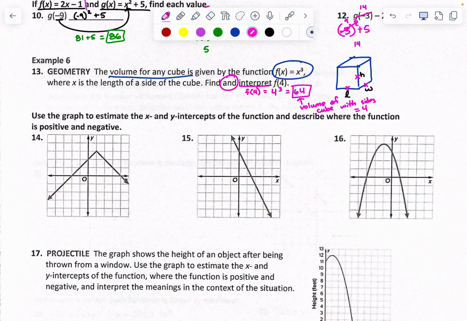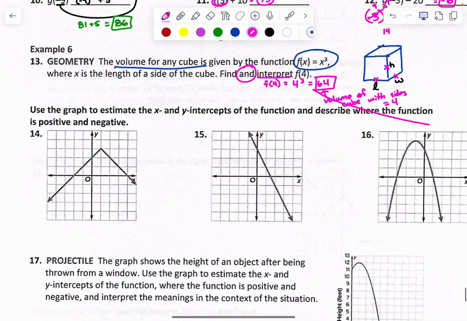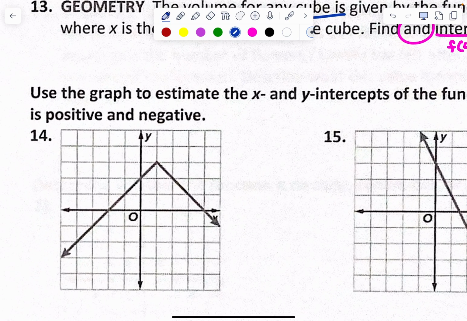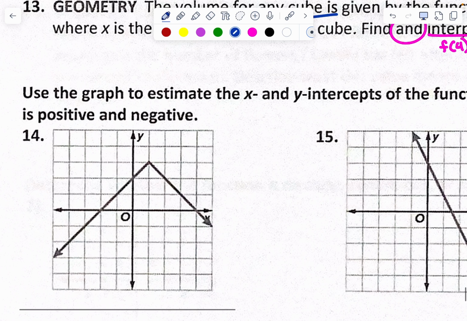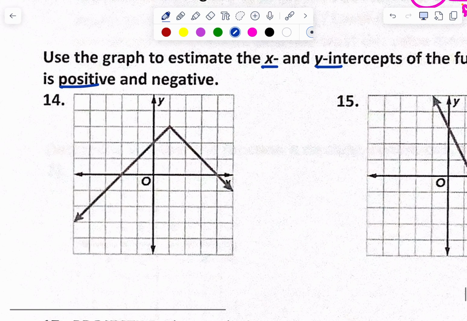Okay. Perfect. Just put them in my tray. And we are on number 14 on the review. So there's a lot of questions being asked on 14. Starting with 14, they ask for the x and the y intercepts. And then they also say positive and negative.